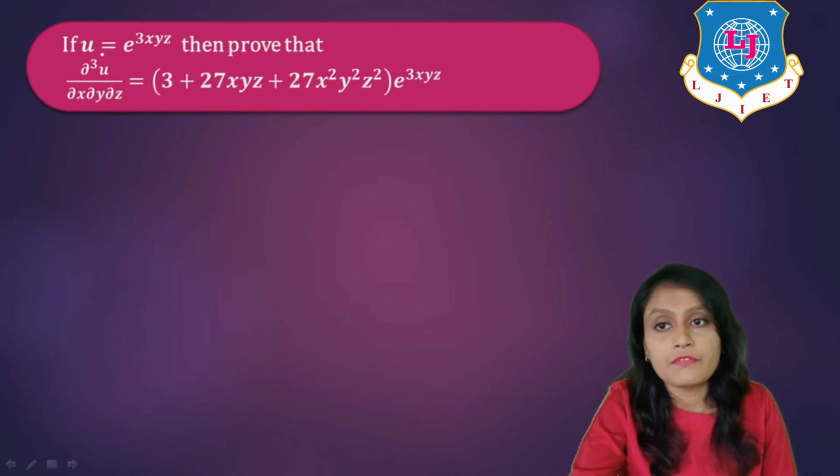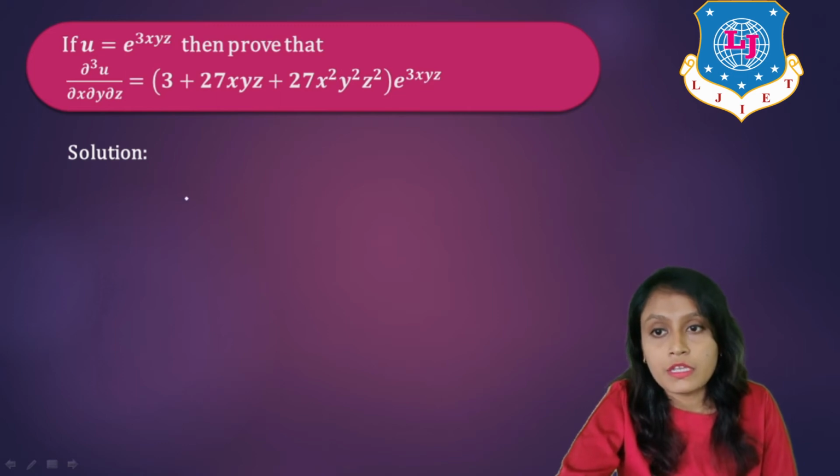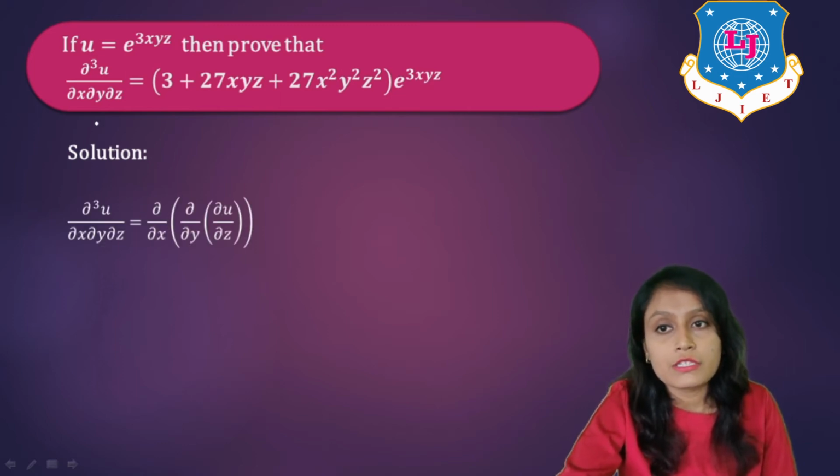So the question is, if u is equal to e raised to 3xyz, then prove that ∂³u/∂x∂y∂z is equal to (3 + 27xyz + 27x²y²z²) times 3e raised to 3xyz. We have to prove this. So let's begin with the solution. Here u is equal to e raised to 3xyz is given, and we have to find ∂³u/∂x∂y∂z.